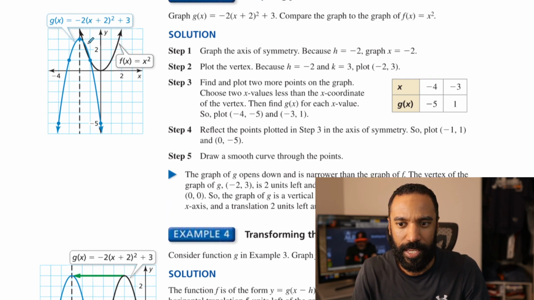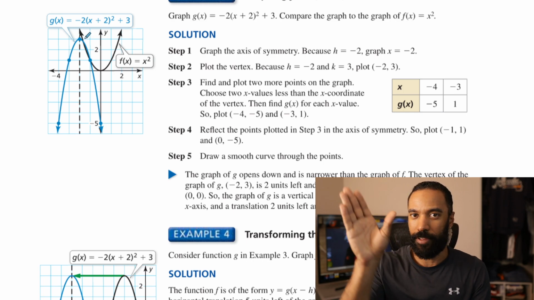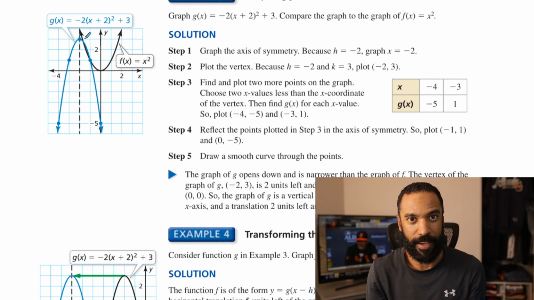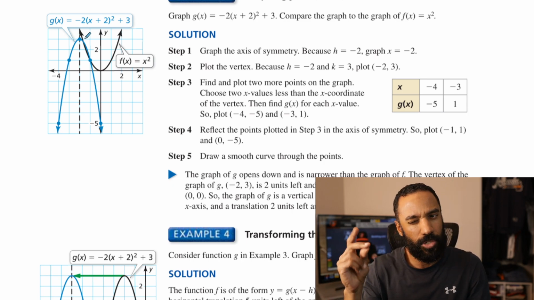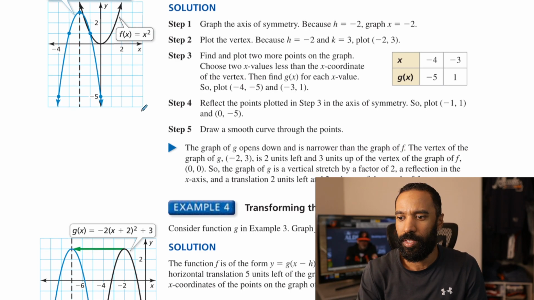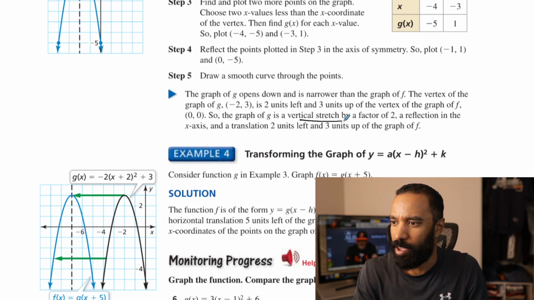They ask you to compare these things. I'm going to say we reflect over the x-axis. We vertically stretch by a factor of 2. We translate 2 units left and 3 units up. So they say those things: vertical stretch by a factor of 2, reflection in the x-axis, translate 2 units left and 3 units up.